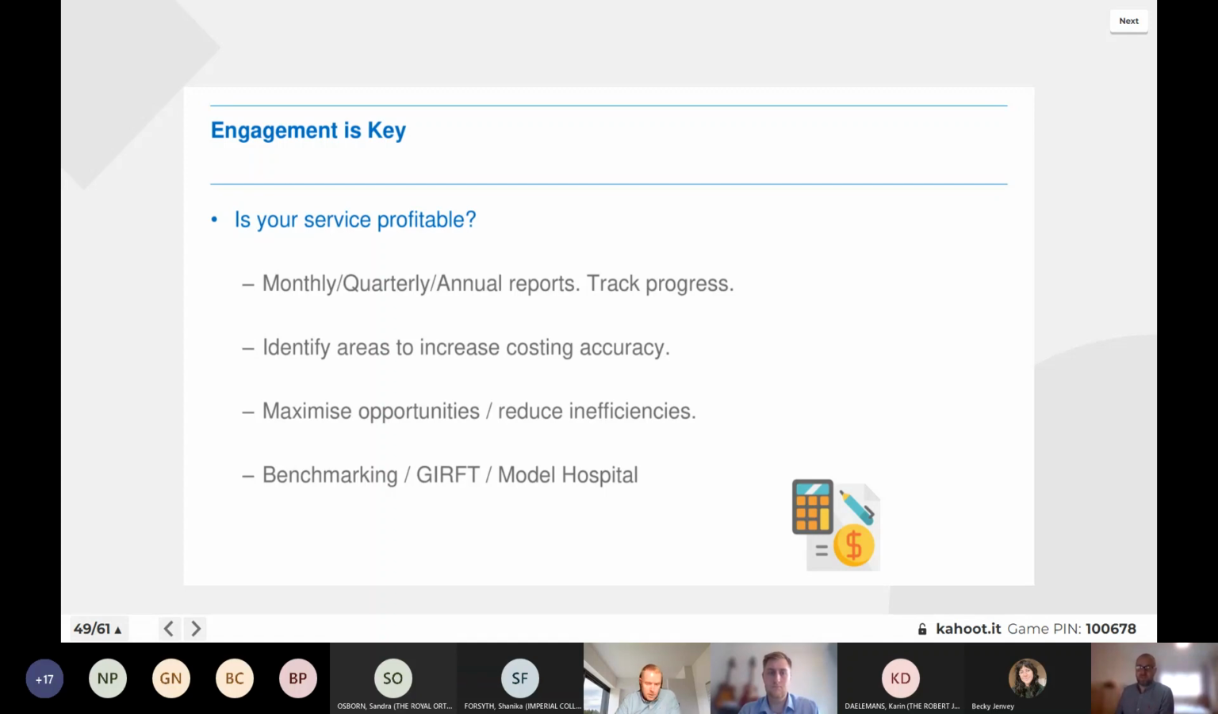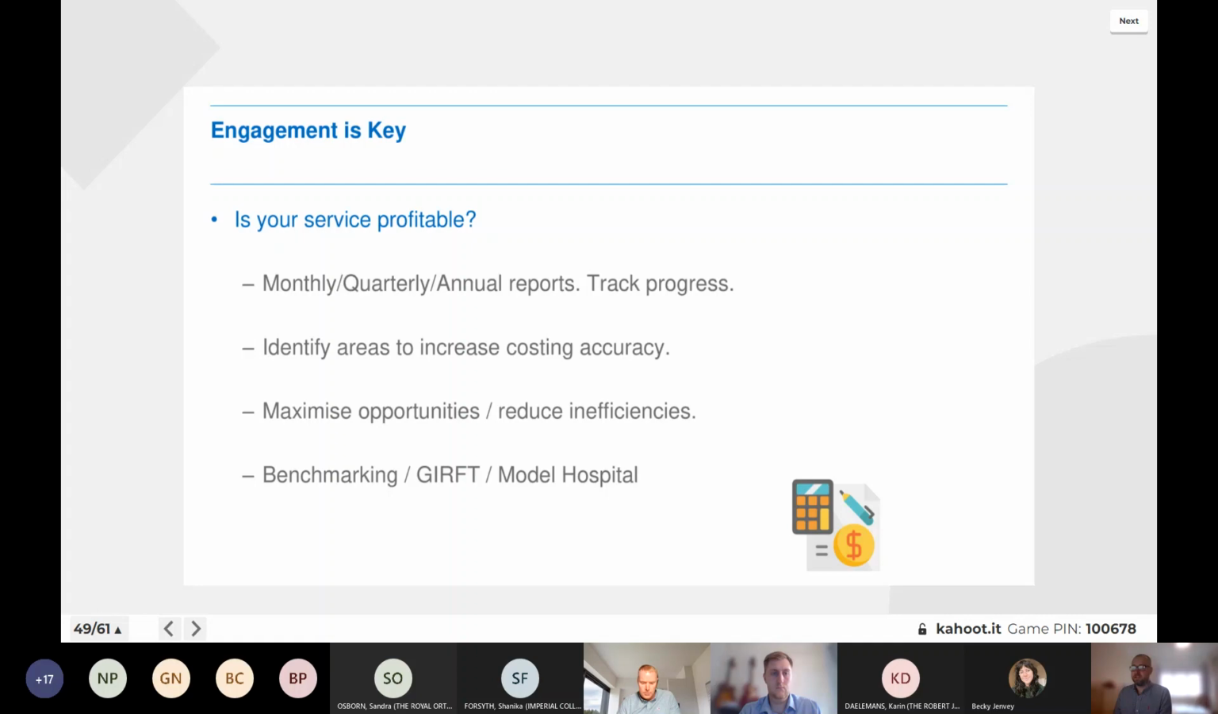So we will notice the big things usually, but anything small we might not see. So that constant feedback loop between us and you that we mentioned earlier is really key to ensuring that the data is good. You can use the data to identify any opportunities to reduce inefficiency, and then there are other tools available as well, such as the model hospital, benchmarking or GIRFT.